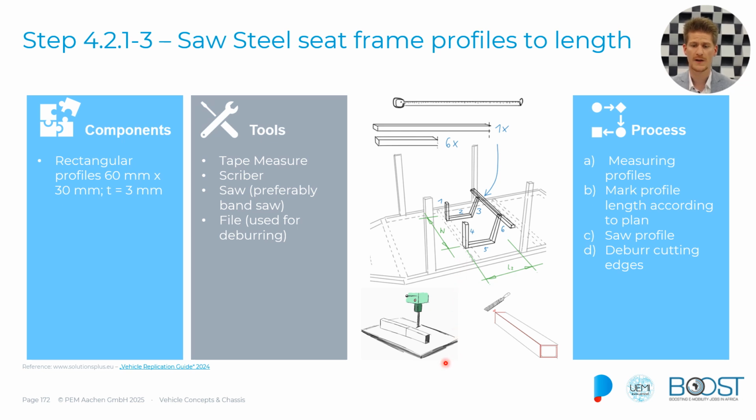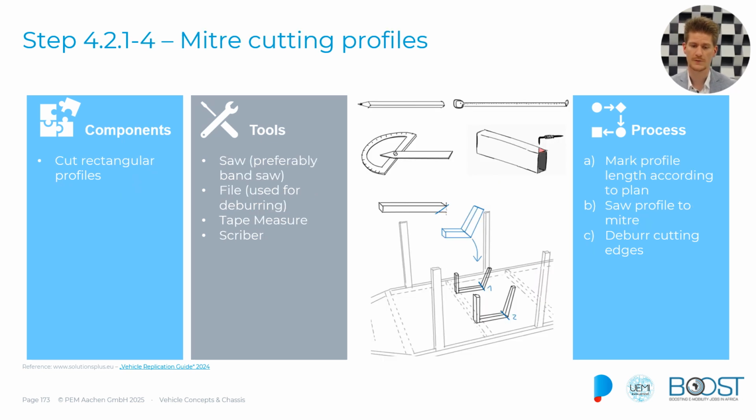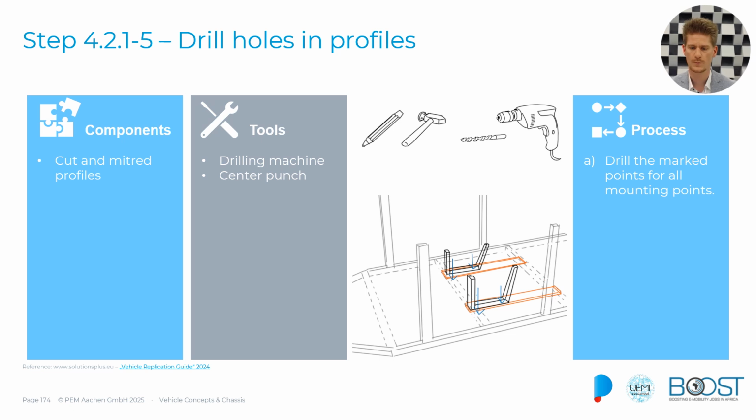Then you saw the profiles to length and deburr them again. Once you have done this, the profiles will be cut to meter, and deburred again. If they are done like this, we start to drill some holes for the profiles. Just position them on the areas where the struts are, so we know that we will definitely hit one of these struts later on.